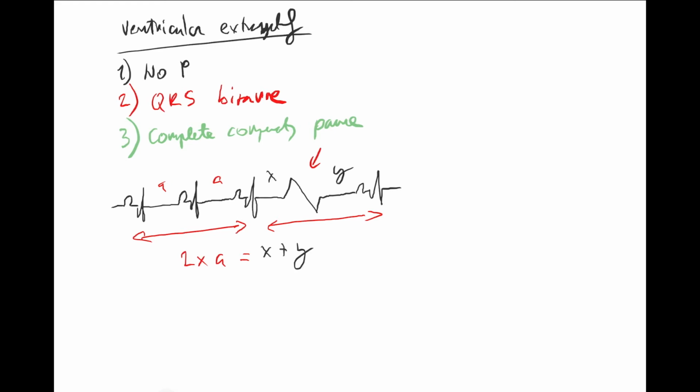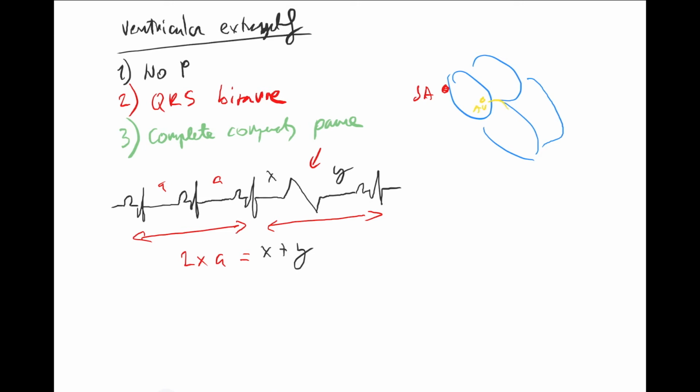And can someone tell me how come this is just on time, that this contraction is on time and that there is a complete compensatory pause? How come? What do you think? What happened? Well, if I'm going to draw the heart, the thing you should understand is, okay, here's the SA node, and here's the AV node.